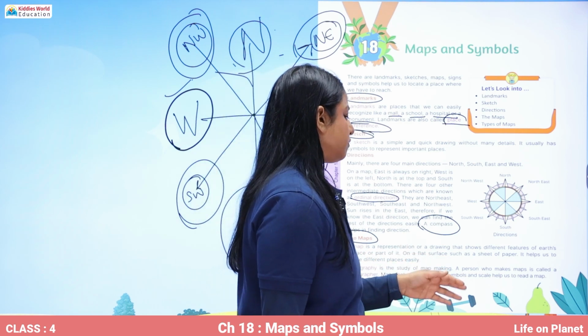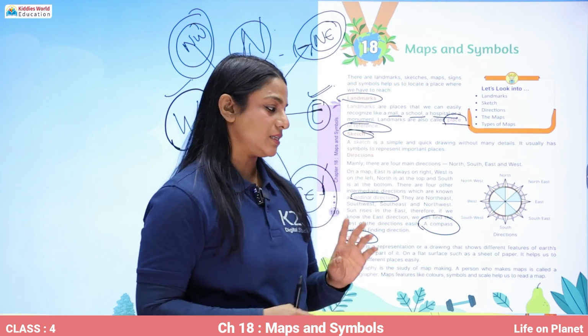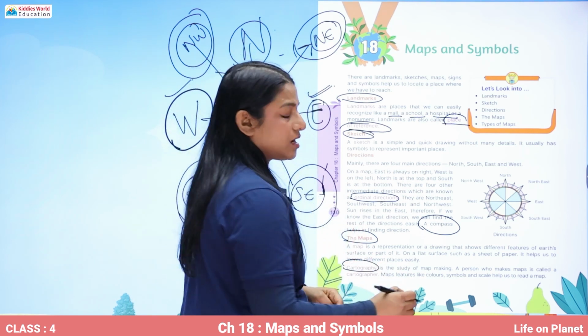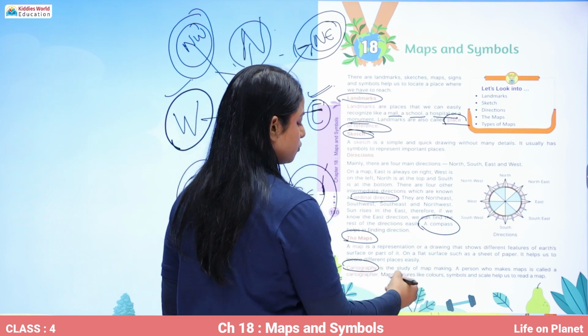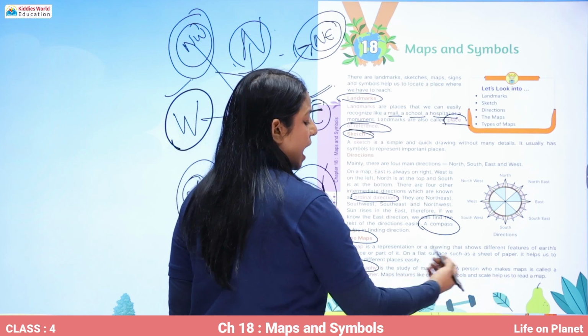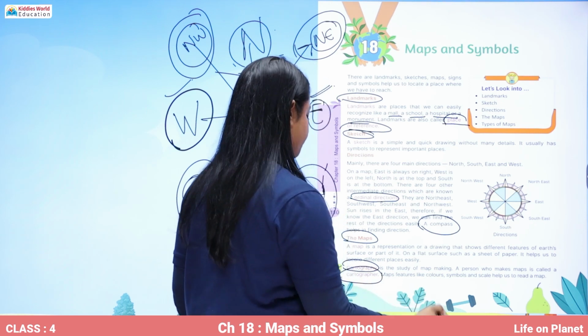So on a flat surface such as a sheet of paper, it helps us to locate different places easily. Now, the study of map is called cartography. That is the study of map making, and a person who makes a map is called a cartographer.